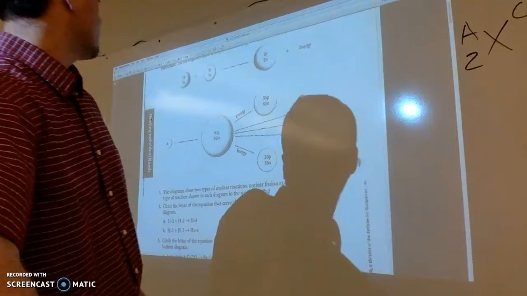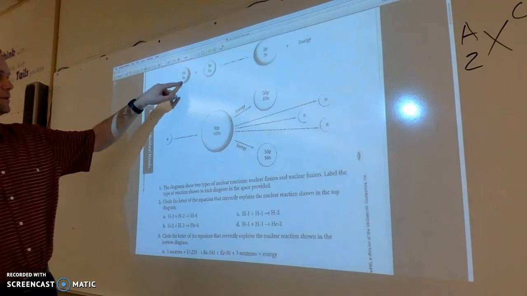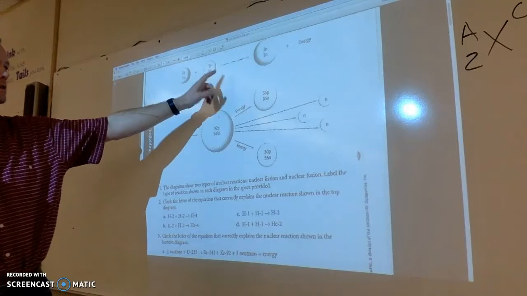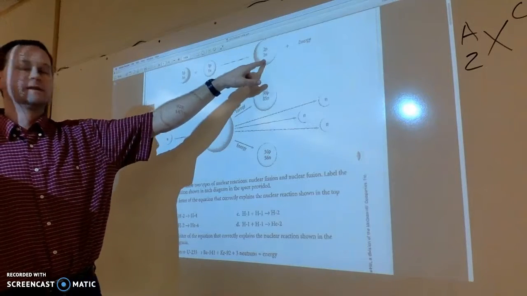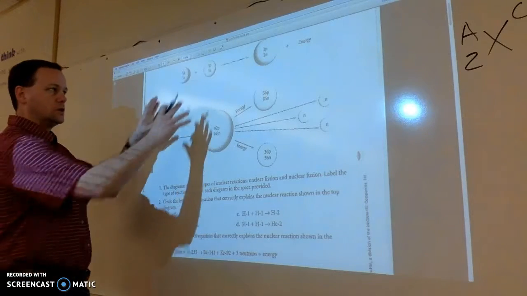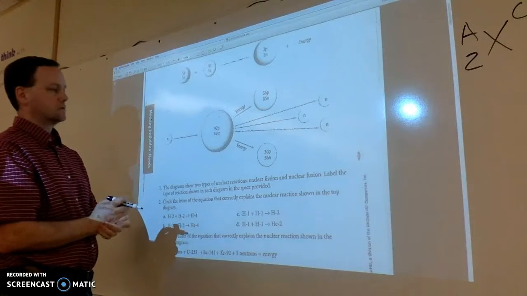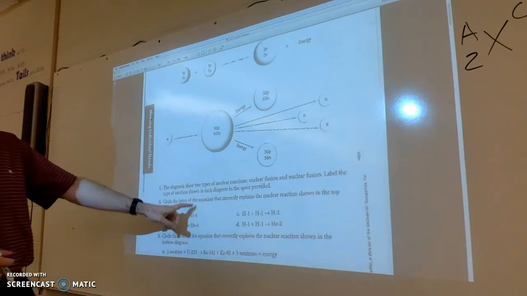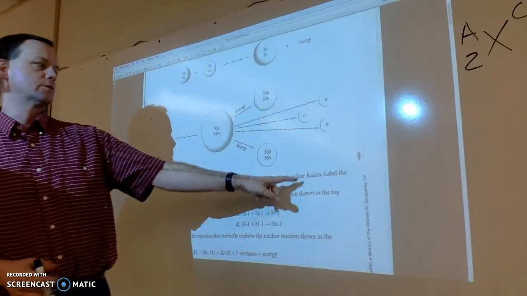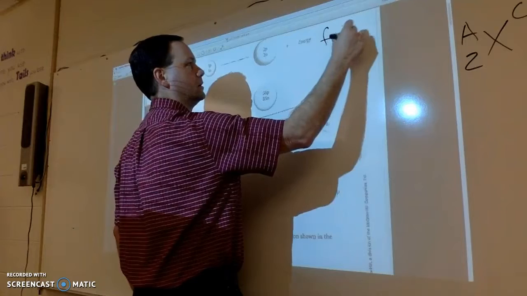Okay. So on this worksheet, we got a few things going on. It shows 1p and 1n plus 1p and 1n. These two nuclei slam together and then make this nucleus. If you take two smaller nuclei and you slam them together and make a bigger one, that's called fusion. Now down here it asks us to label it nuclear fission or nuclear fusion. So this one's going to be fusion, so let's go ahead and label it. I'll put that over here.